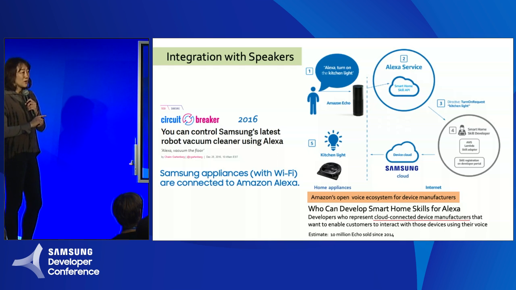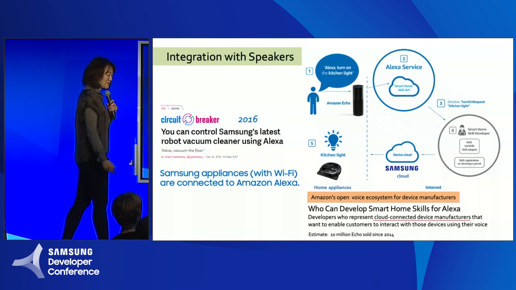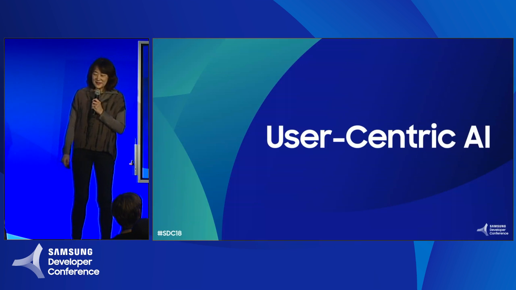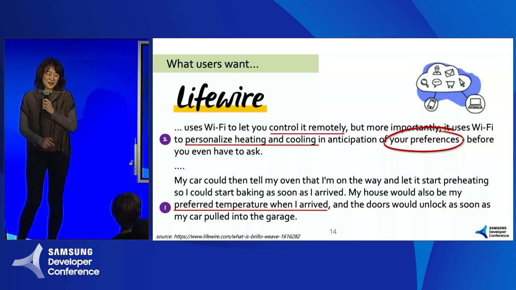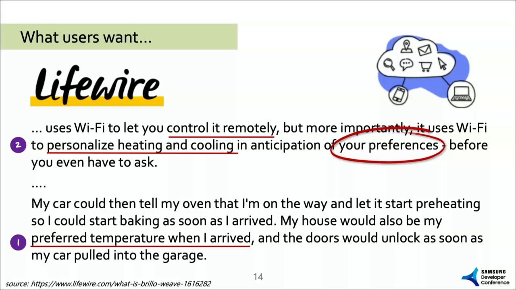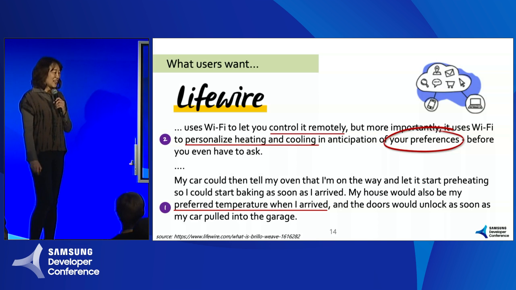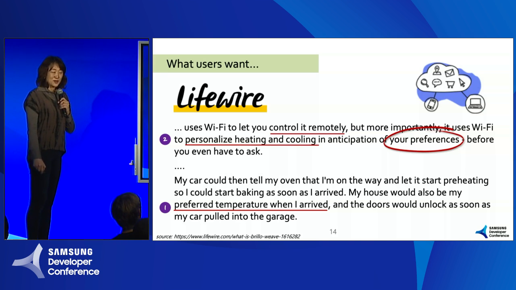And now all Samsung appliances with Wi-Fi, you can actually control through the Amazon Echo speakers. Okay, so now I'm going to change gears a little and think about what customers like nowadays. This is something that I took from the LifeWire magazine on the web. The first thing that users want is to control it remotely, right?